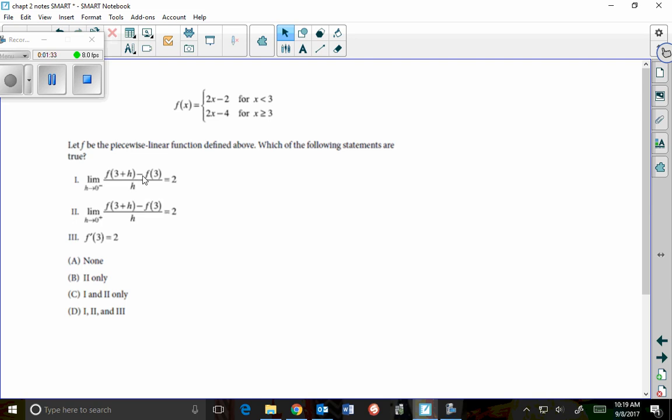Most kids would only just say, hey, f prime of x, well, what's the derivative of 2x minus 2? 2. And the derivative of 2x minus 4? 2. Oh, look at that. They're both 2, so yeah. That's what most kids would just want to jump into, okay? And it's fairly common on your test. You agree? Slopes 2, slopes 2. Good?